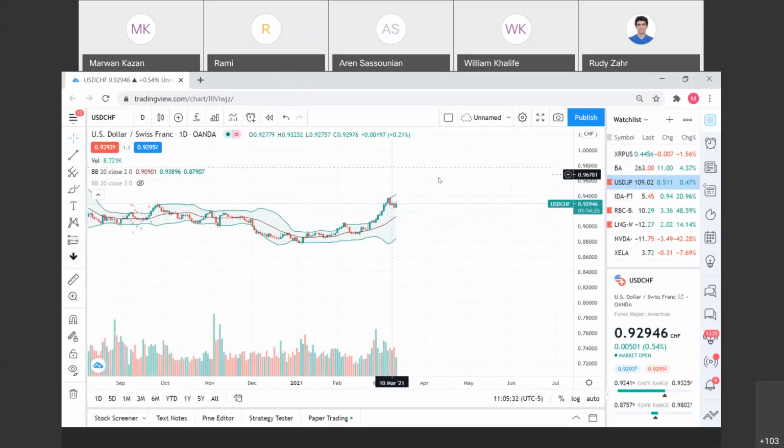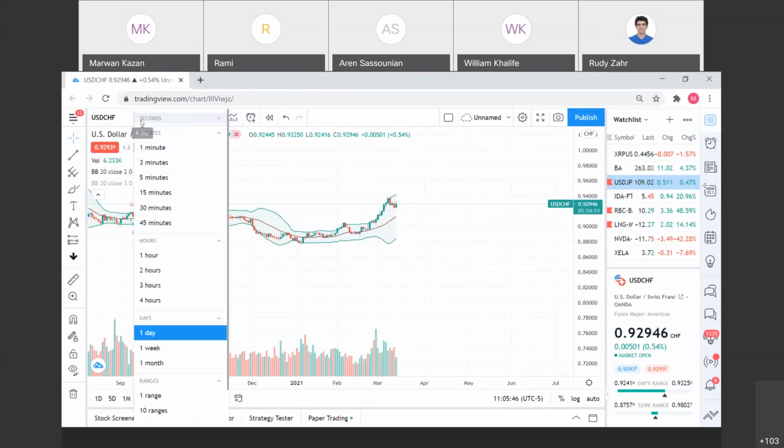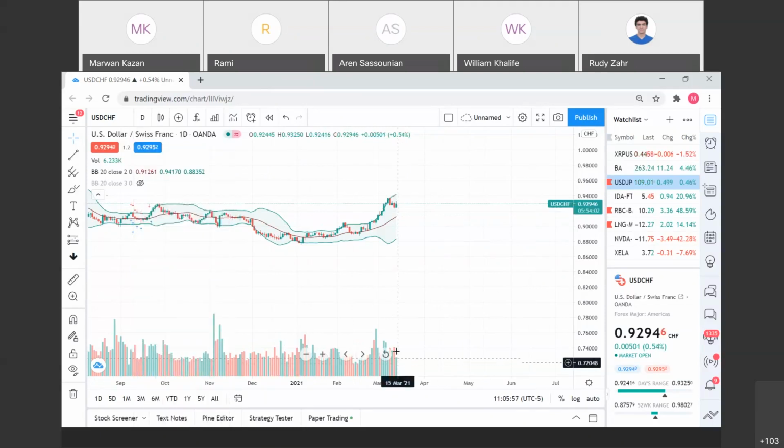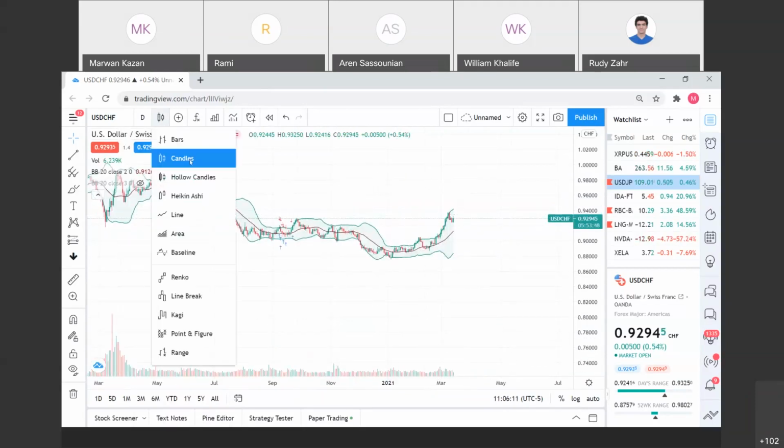Let's get somewhat familiar with this. This is TradingView, a software for charting. Here you can put any ticker you want, and here you can change the time interval. So if I want a 1 minute chart or a 15-minute chart. Now it's on 1 day, so each candle represents one day. This one represents March 12, which is today. The previous one is March 11, and so on. Here you can change from candle to line, but we use candles.